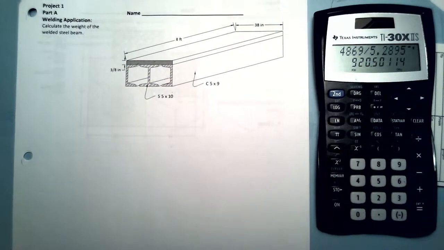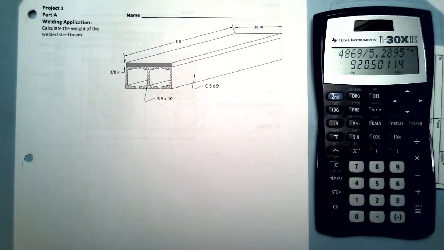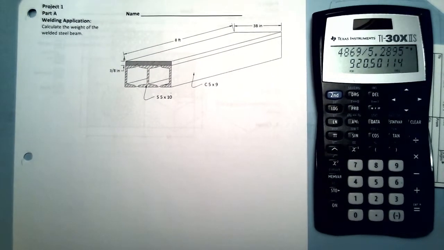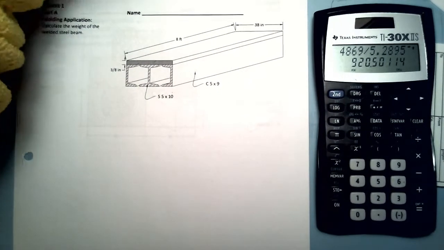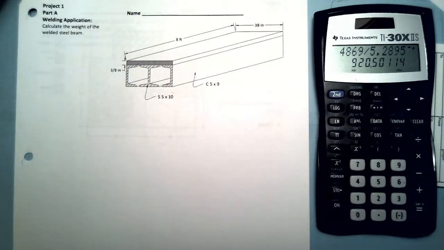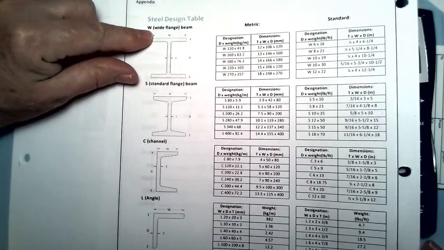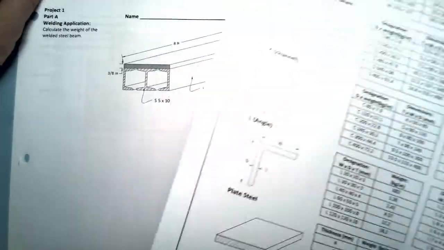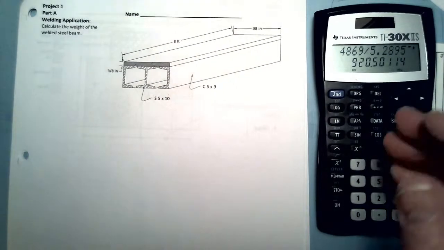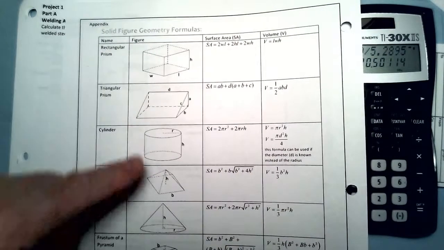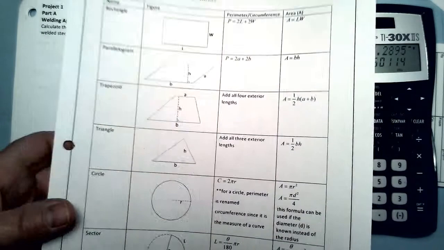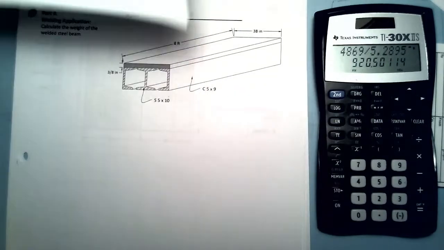This is section 4.1. I'm not going to really go through the lecture notes. I am going to go through all of the examples. In order to do these problems, you're going to need pages from your appendix, specifically this steel design table. We're also going to be using some information on the different geometric shapes in the back of the book.